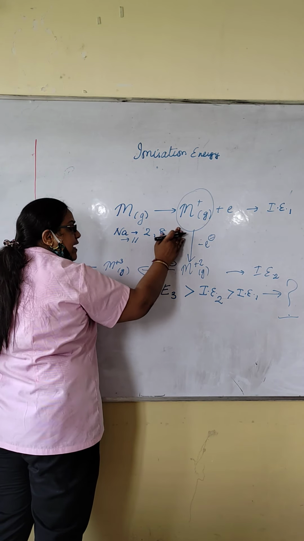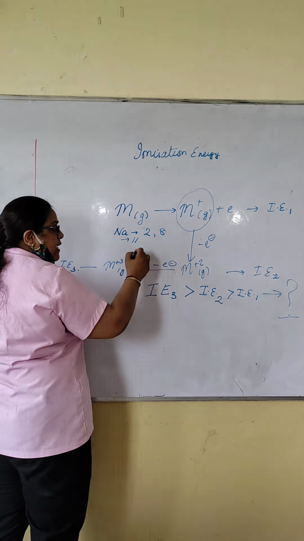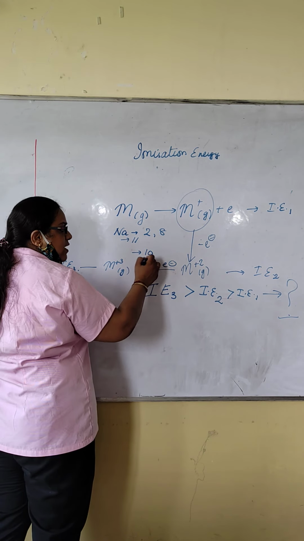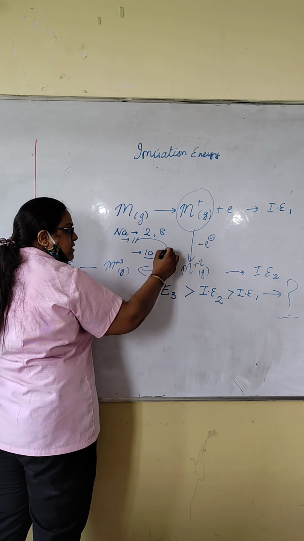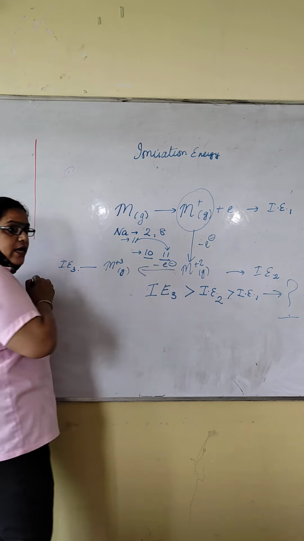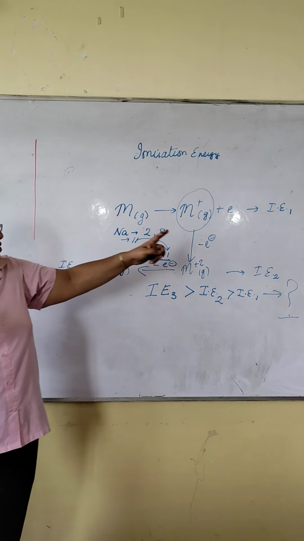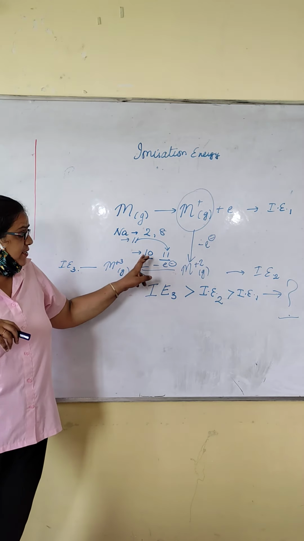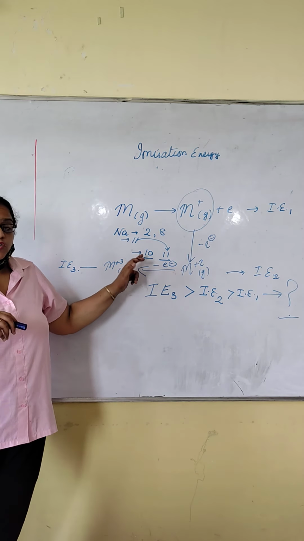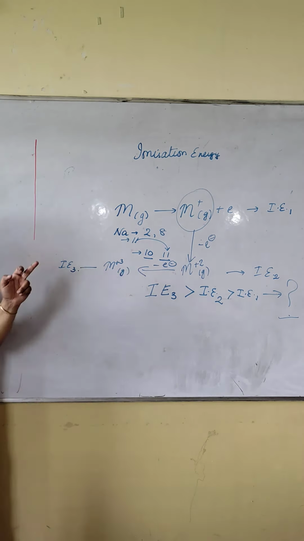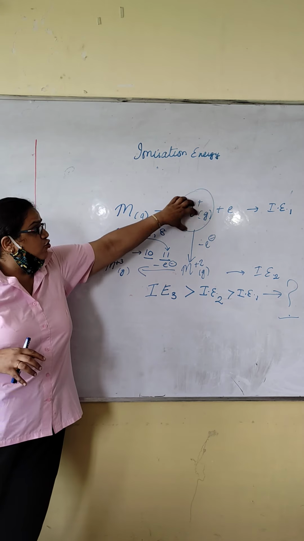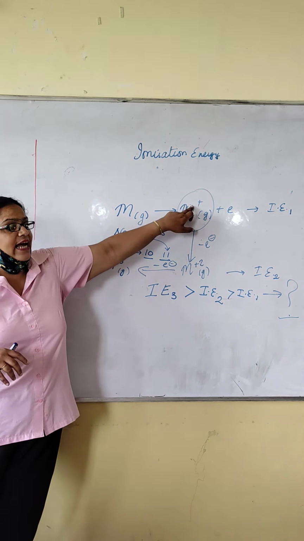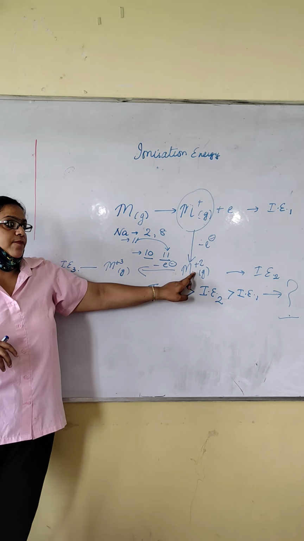After the removal of an electron, the number of electrons is 10, but the nuclear charge is still the same. How much? 11. I have just discussed the nuclear charge factor. Now the nuclear charge is more, so more energy will be required to remove an electron from this cation to form this cation.